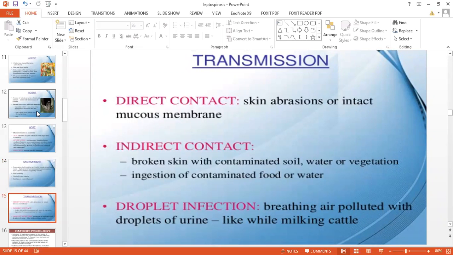Transmission is through direct contact, skin abrasion, or intact mucous membrane, or indirect contact through broken skin with contaminated soil, water, or ingestion of contaminated food or water. It may spread through droplet infection, like breathing air polluted with droplets of urine, like while milking cattle.